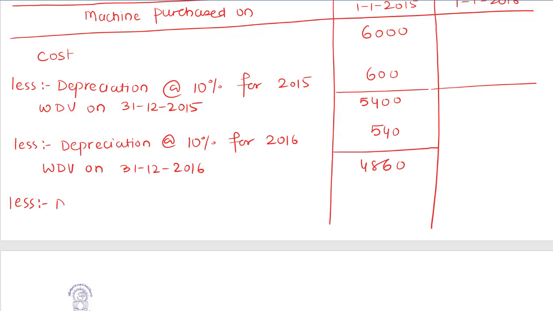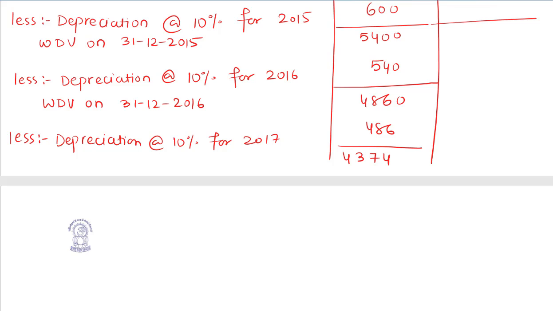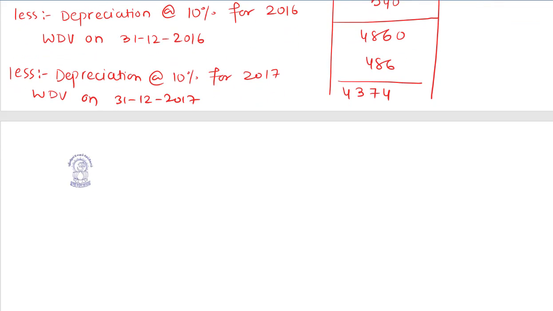Less depreciation at the rate 10% for 2017, 486. 4,860 minus 486 is 4,374. This is WDV on 31st December 2017.